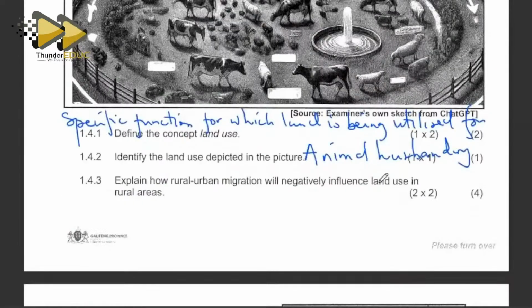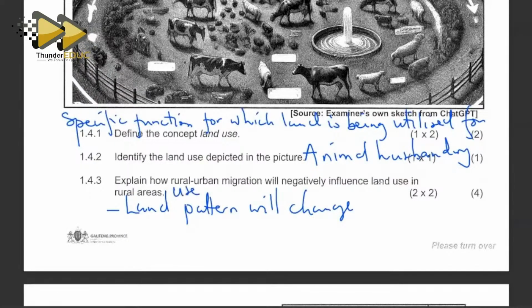Explain how rural-urban migration will negatively influence land use in rural areas. How will rural-urban migration influence land use? What is going to happen there? The land use pattern will change. Most definitely the land use pattern is going to change. For example, some lands which were being used for farming will no longer be utilized for farming. Why? Because there are no longer people to offer the labor required to support the farming activities. So it is going to impact through a change of land use pattern, because the productive people would have left the rural areas.